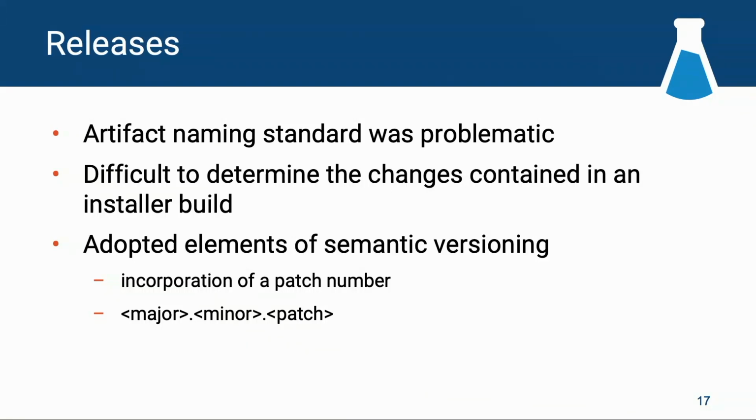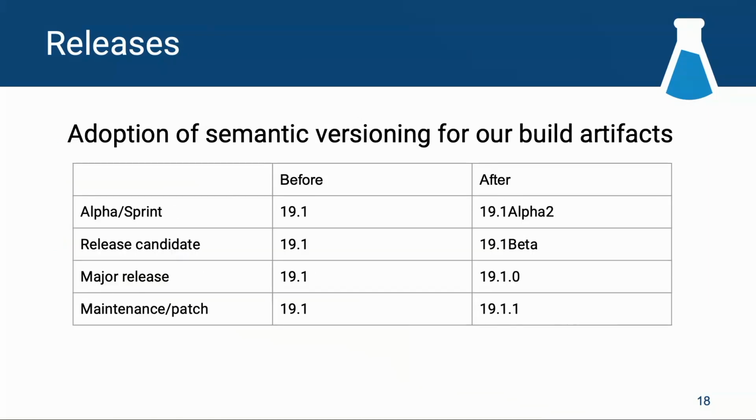And so to fix that, we've adopted elements of semantic versioning. Semantic versioning is a specification for software versioning that implies different things. We're not embracing all tenets of semantic versioning. Most of what we've adopted is the incorporation of the patch number, so the last number at the end. And for comparison, we can look at what we were doing before and after.